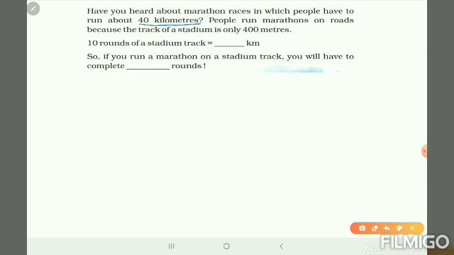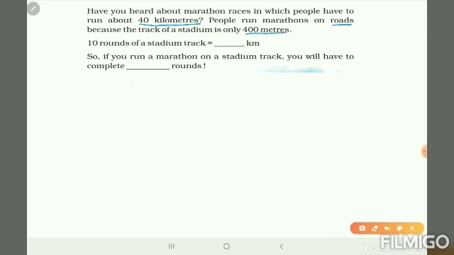Marathon races are those races where you have to cover long distances, and some people do it for some cause too. People run marathon on roads because the track of a stadium is only 400 meters long. Now what is asked? 10 rounds of stadium track is equal to how many kilometers you have to calculate.